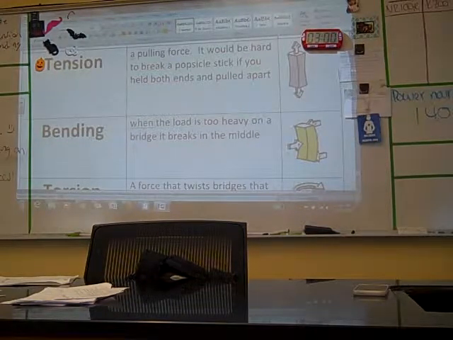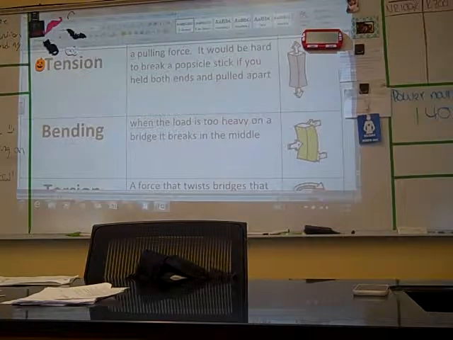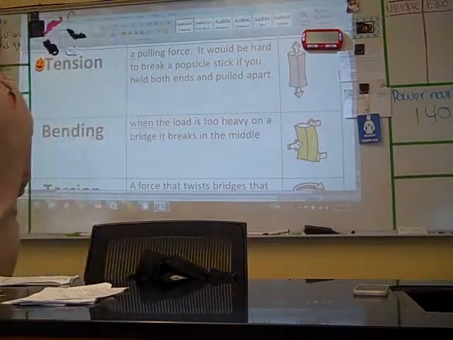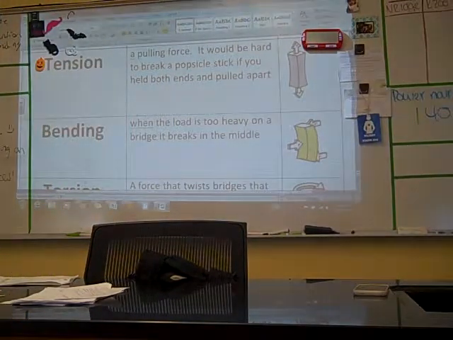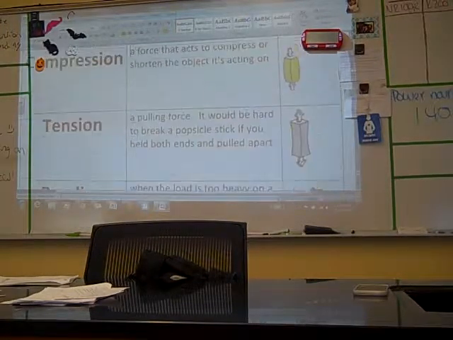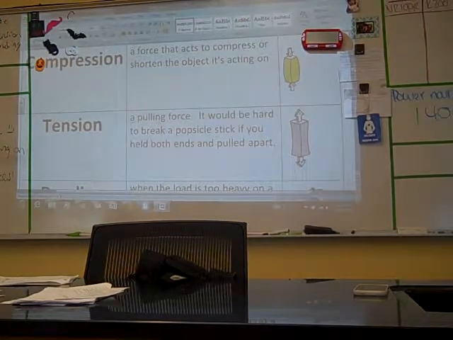Yeah. You don't have to write the whole thing. Just remember what we were talking about, just the most important parts. I see that some people are even pulling. I like that some people are pulling on it to show tension.